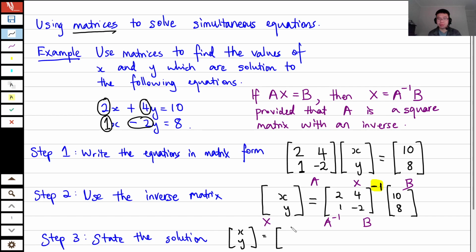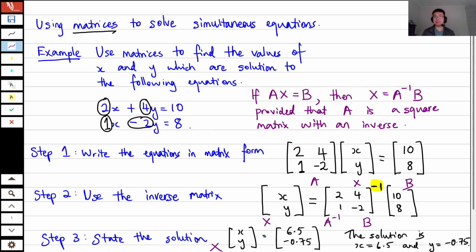So in this case, the solution is 6.5 and -0.75. And a better answer is the solution is x equals 6.5 and y equals -0.75. And of course, we've solved for the unknown matrix, capital X here.